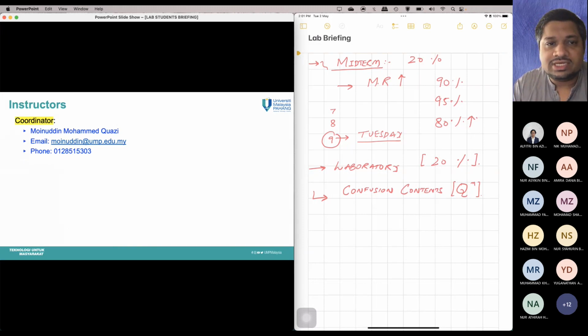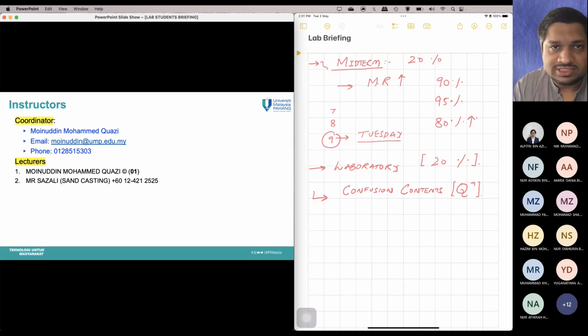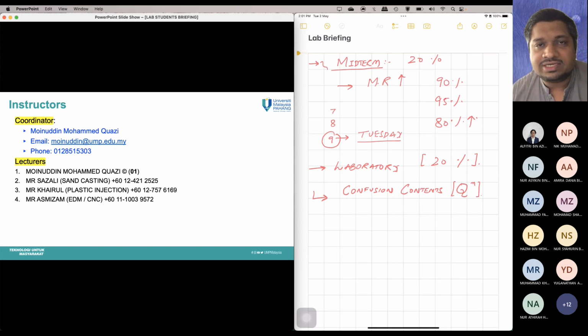I am the coordinator for your lab. I am the one who has made the schedule for the lab. And you have got the lab instructors. Lab instructors are Mr. Sazali for casting process, Mr. Khairul for plastic injection process, and Mr. Asmizam for electric discharge machining or computerized numerical control machining process. Here are their numbers. If you want to contact them, you can contact them on WhatsApp.